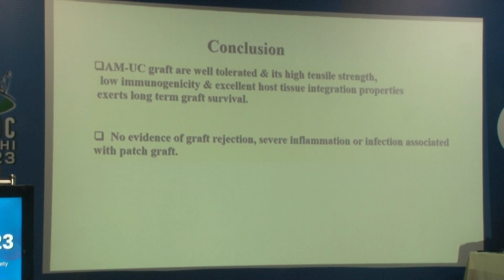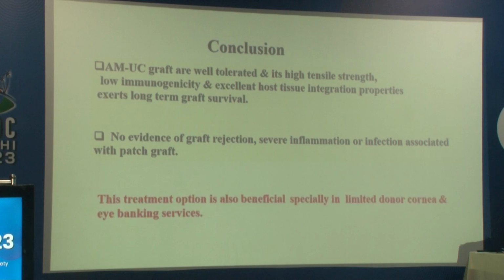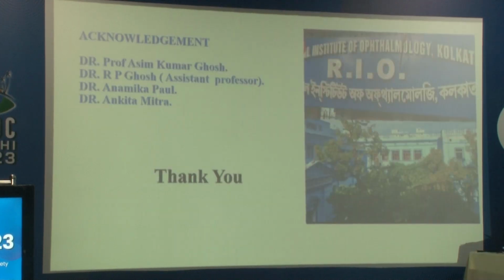So the conclusion: AMUC grafts are well tolerated, and their high tensile strength, low immunogenicity, and excellent host tissue integration properties ensure long-term graft survival. No evidence of graft rejection, severe inflammation, or infection associated with the patch graft was noted. So this treatment option is also beneficial, especially given the limited donor cornea and eye banking services. These are my references. Thank you.